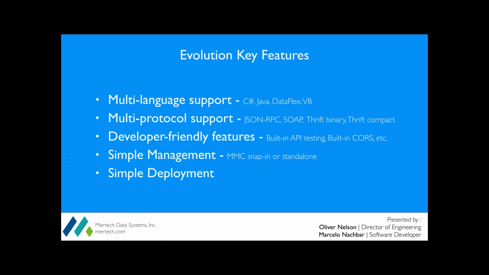So the key features associated with Evolution, first off, we have the multi-language support on the server side. When you're developing your API, right now the languages that we have support for are C#. Java support is something we're going to show off for the first time today. It's not quite out yet, but that's coming very soon, and we're going to show it to you today. DataFlex is a first-class language for Evolution, and also VB and VB.NET are supported.